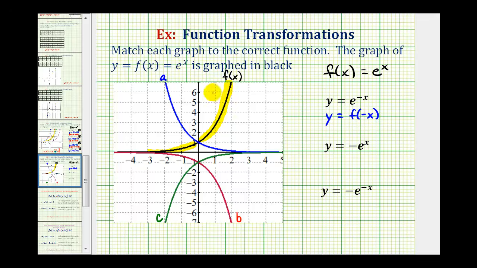So if we go over to the graph for a moment, if we change the sign of the x coordinates for the black graph, all the positive x coordinates will become negative, and all the negative x coordinates will become positive. This has the effect of reflecting the graph across the y-axis. And therefore, this equation would produce graph A.